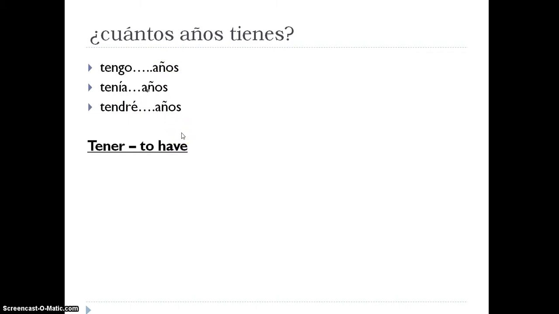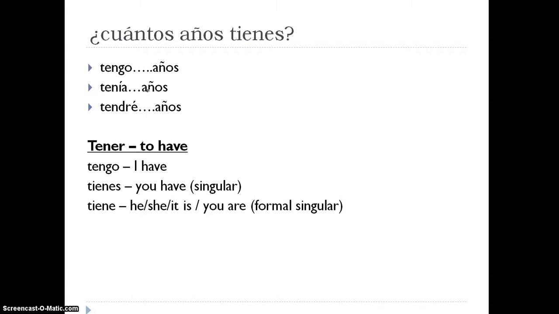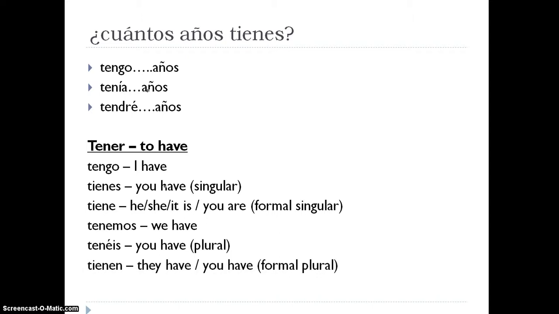So the key verb here is the verb tener, which literally means to have. It's a radical changing verb, so it goes from e to ie, which is where we get tienes from. But again, that's another grammatical point you might want to look at on another one of my videos. So we have tengo, tienes, tiene, tenemos, tenéis, tienen. Okay. So meaning you have in this case, but when you use it with age, it means the verb to be.